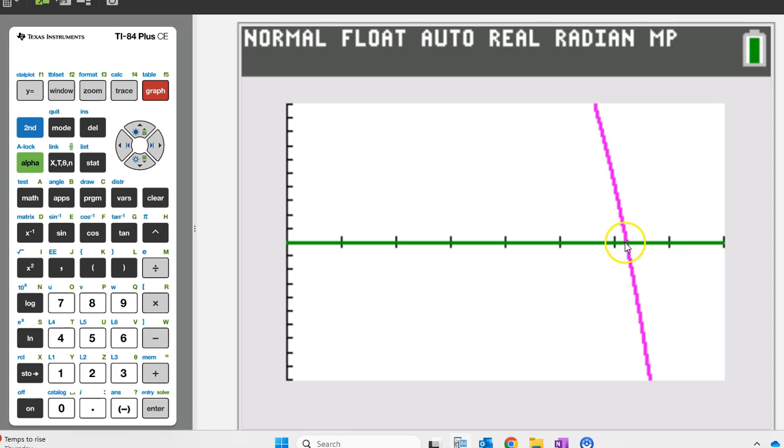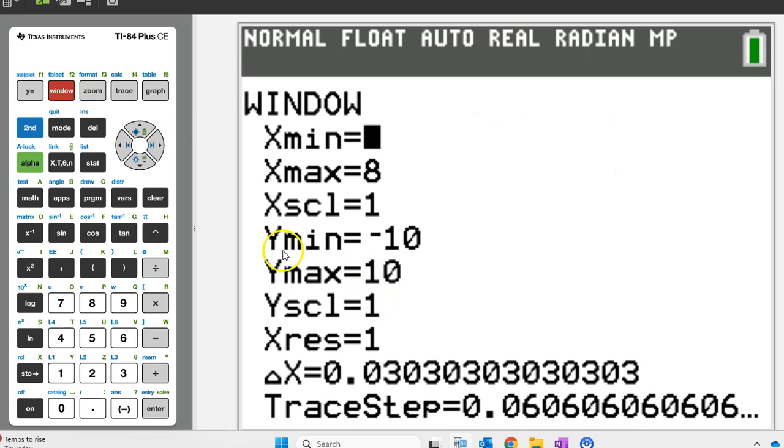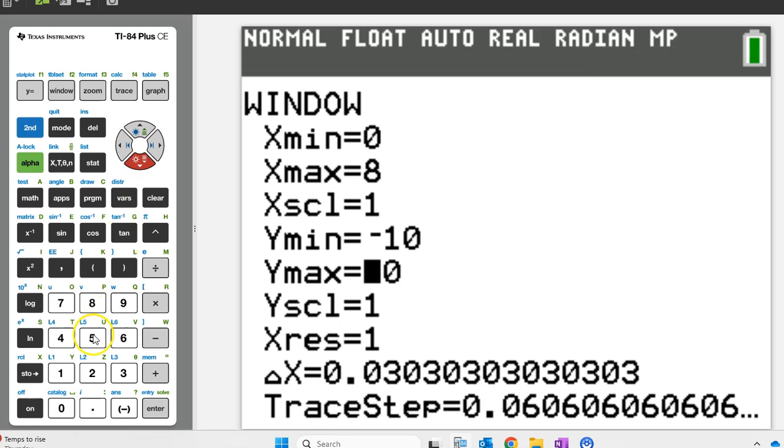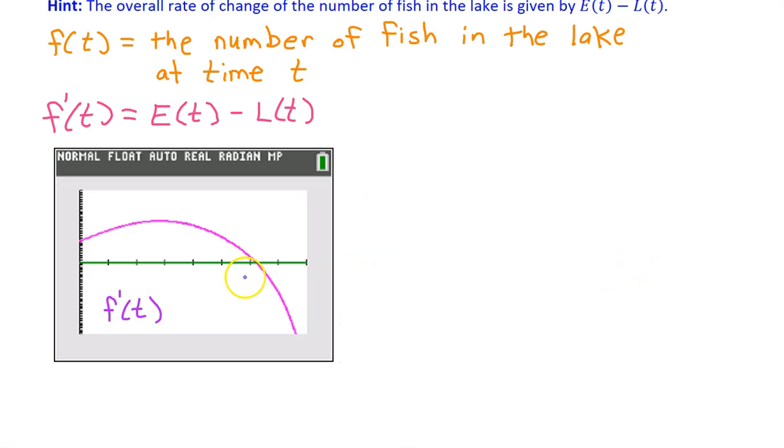Okay, so we can see the intersection point, but it looks like y max needs to be bigger than this. So let's go back to window, and let's adjust y max to be 50. And you know what, let's keep the balance and call y min negative 50. Perfect. We can use the graph of f of t as an f prime sign chart.